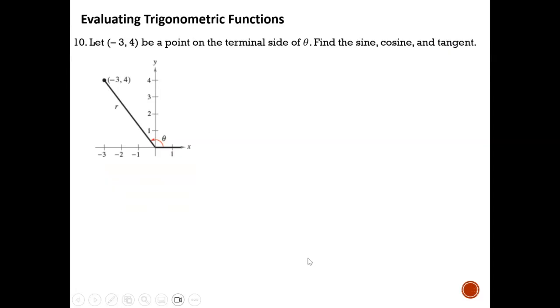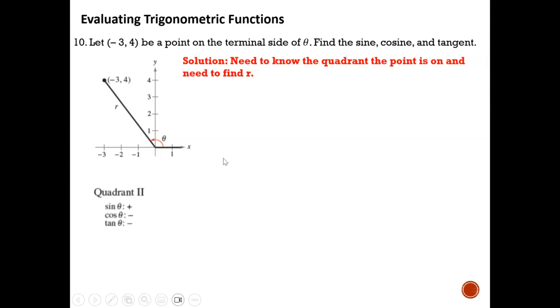Okay, now this is number 10. It says, let the point (-3, 4) be a point on the terminal side of theta. Find the sine, cosine, and tangent. Here, guys, what we need to do is find r, and also the quadrant it's in. This is quadrant 2, which says that the sine is going to be positive, and the cosine and the tangent are going to be negative.